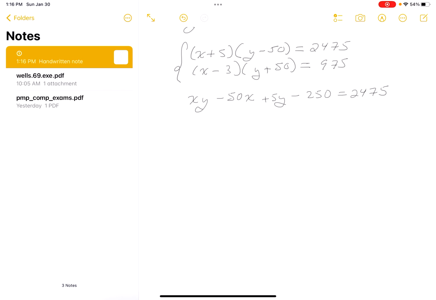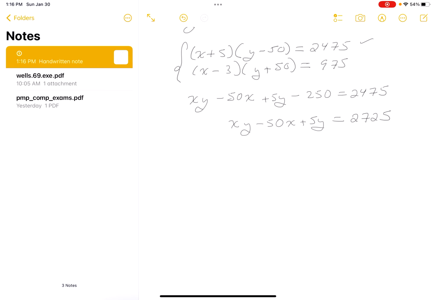Well, I'm going to rewrite a little bit differently. I'm just working on the first equation, by the way. I want to get a little bit simpler than that. So xy minus 50x plus 5y. And what do you get there? You get, let's see, that would be 525, 625, 725. All right, that's done. Let me do the second equation.